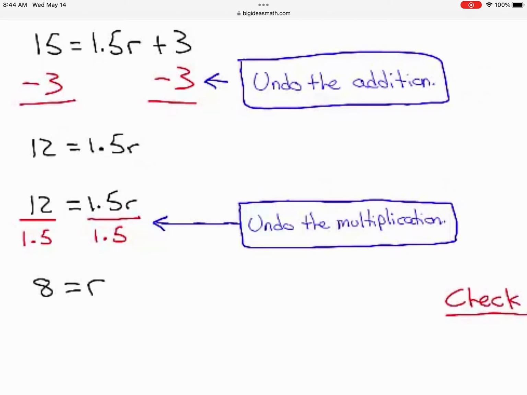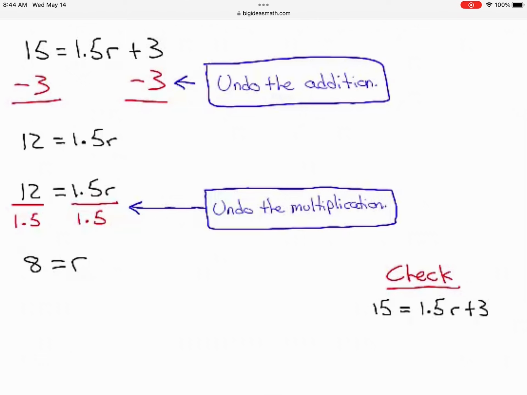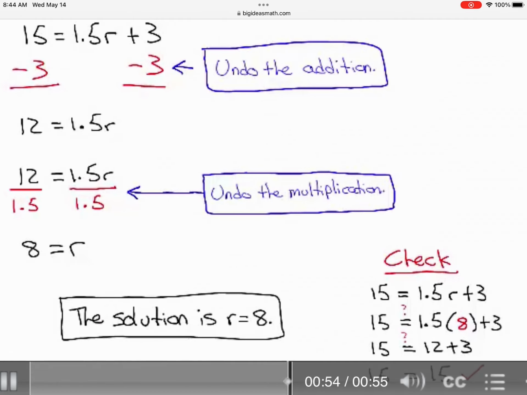Next check your solution by first writing the equation. 15 equals 1 5/10 r plus 3. Then substitute 8 for r to get 1 5/10 times 8 plus 3, which simplifies to 12 plus 3, or 15. So the solution is r equals 8.